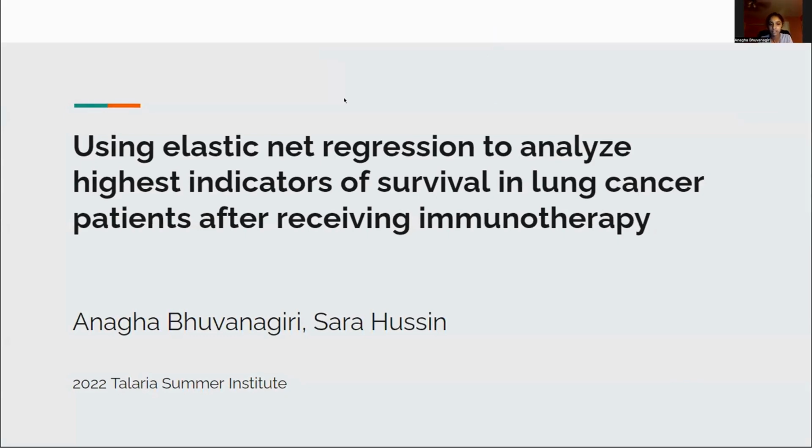I'm a rising junior in Maryland, and my mentor is Sarah Hussein. Our research project is in the field of bioinformatics, and we used elastic net regression to analyze the highest indicators of survival in lung cancer patients after receiving immunotherapy.